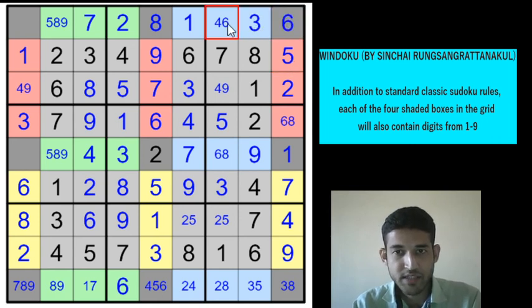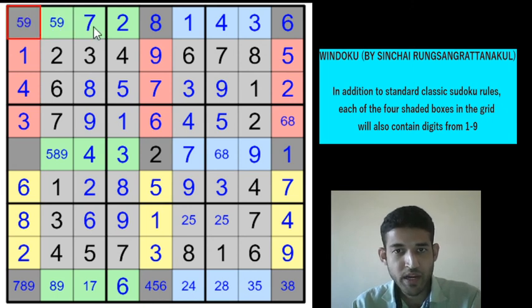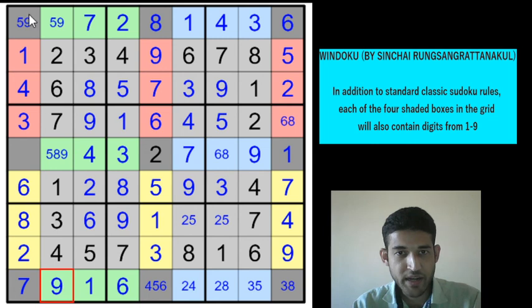This is a 6. This is a 4. This is a 9. This becomes a 4. So these two cells will be 5, 9. And you have a 7 here, so that gives a 1 here. And because of this 8, you get a 9 here and the 7 here. And that 9 forces the 9 and the 5 in these two cells.